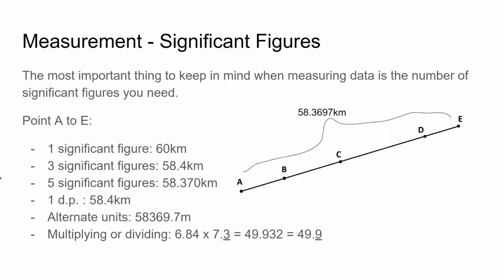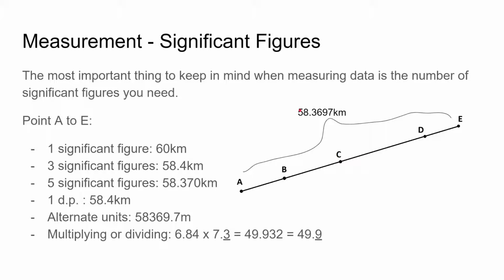If a question asks you to give an answer to one significant figure, what you're going to do is you're going to look at the very first number on that value and look at the number next to it, and if that number, which is 8 over here, is 5 or greater, then you'll round the entire number up.